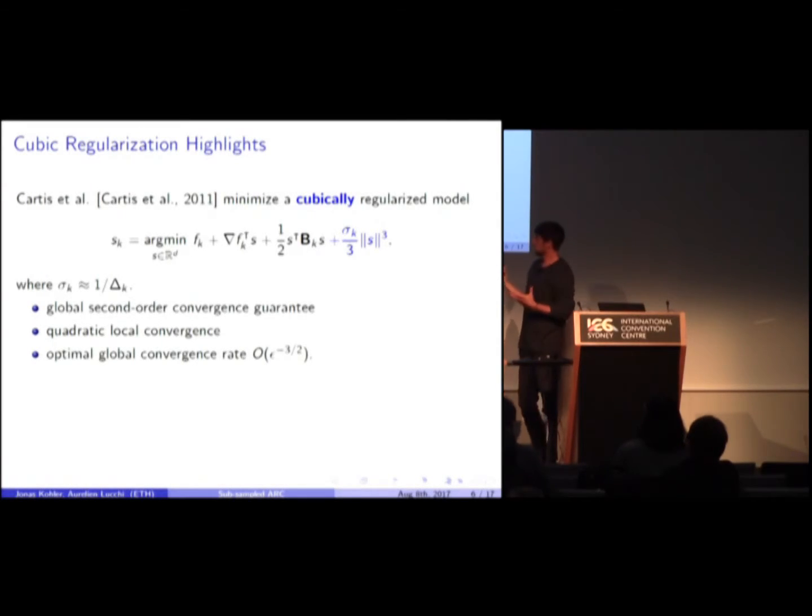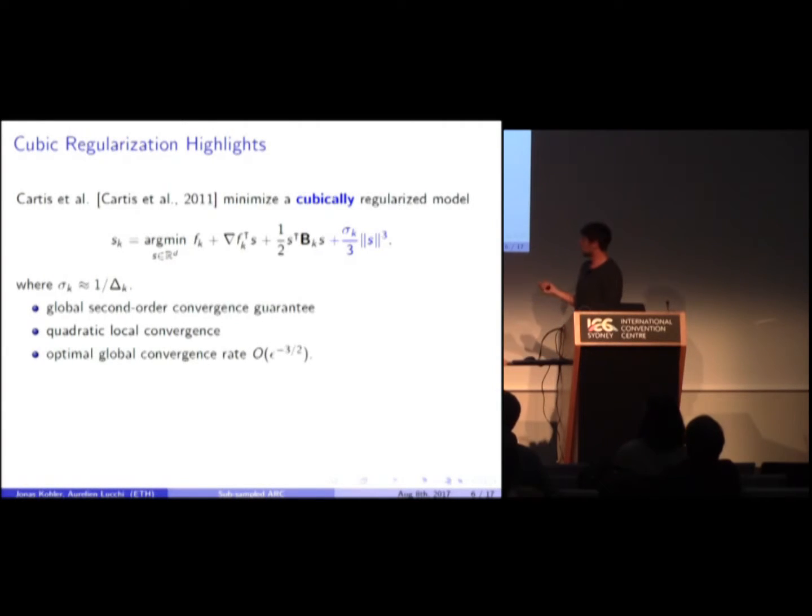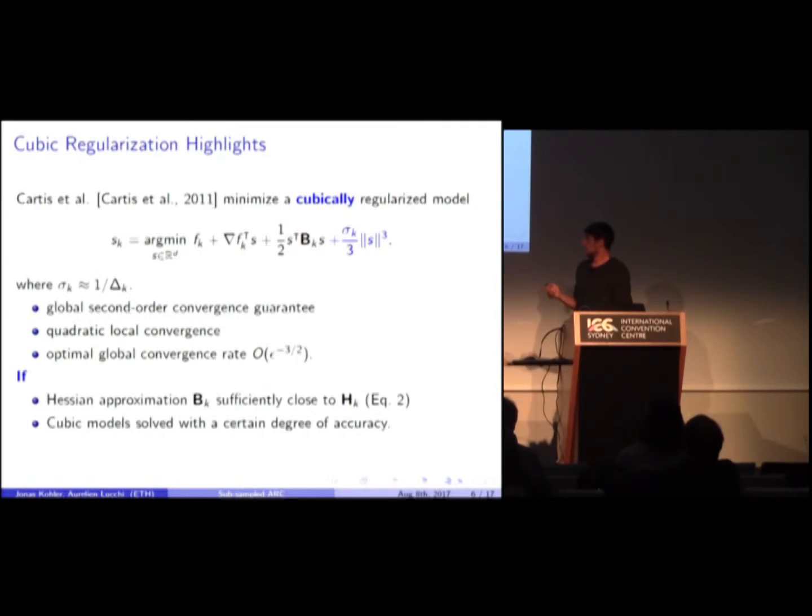What this method does is it has a global second order convergence guarantee, it has a quadratic local convergence guarantee, and you get this optimal worst case bound of O of epsilon to the power of -3/2. It allows for a Hessian approximation. It needs sufficiently good Hessian approximations, which the equation will be shown in a minute. And it also allows for the models that we solve on the way to be solved approximately.